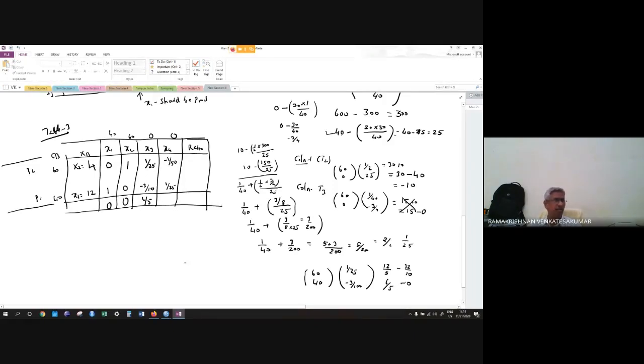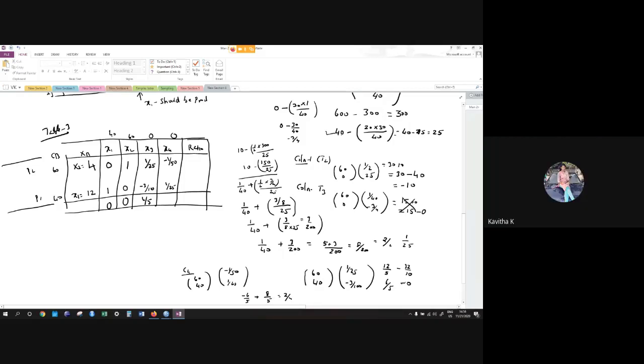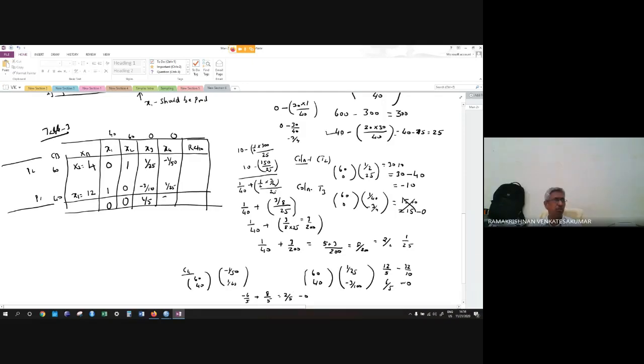Can you repeat a similar thing for column 4? What you have to do? You will be taking 60 and 40. You have to multiply with minus 1/50 and 1/25. So you get minus 6/5 as one value plus 40/25, which is nothing but 8/5 on simplification. 2/5 minus 0, again you get 2/5. So there is no opportunity cost, so you are stopping the problem.